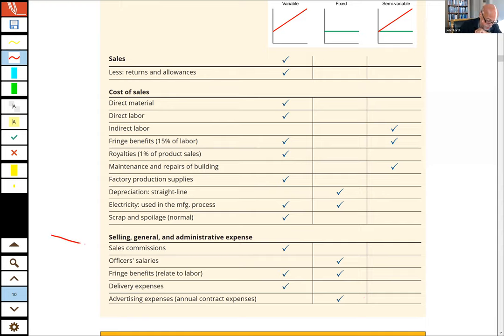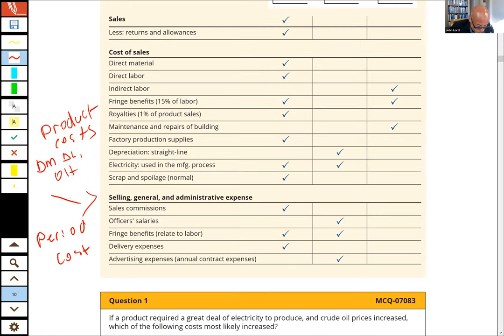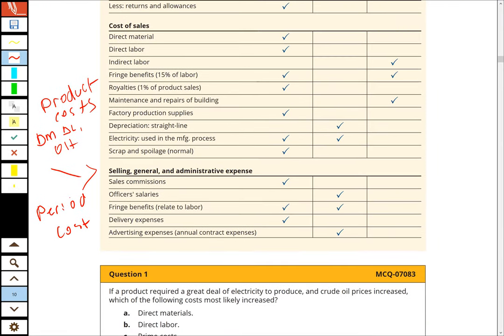Also, it does a nice job calling costs out into whether they are selling and administrative, so you can actually add this to the flashcard. I haven't thought of this. These are what, period costs? And these up here would be what? Product costs. Direct materials, direct labor, and overhead. Okay, question. That last thing you said, DM, DL, and what's that last little piece? OH, overhead. Oh, okay, got it. Yeah.